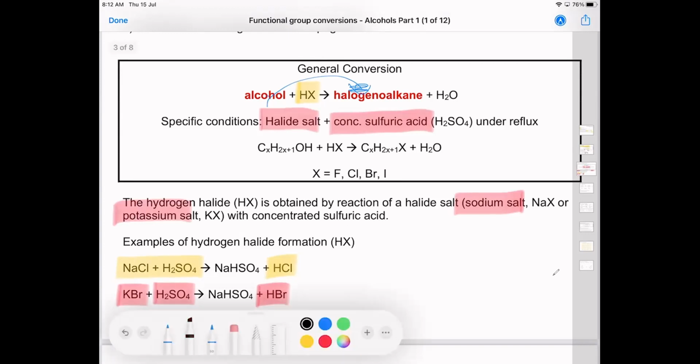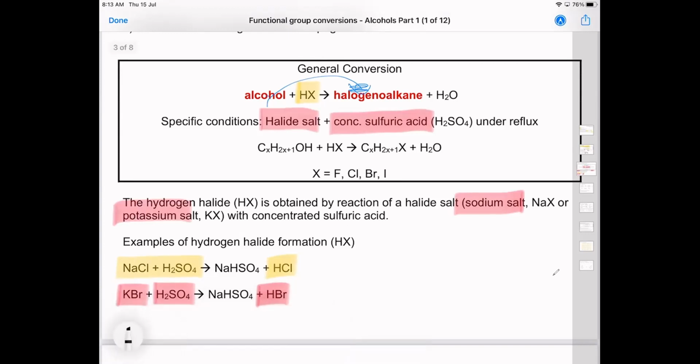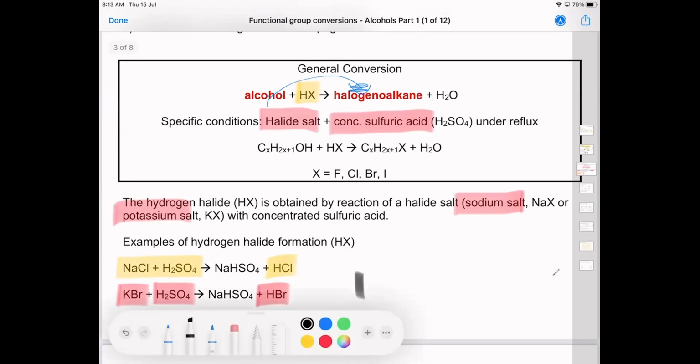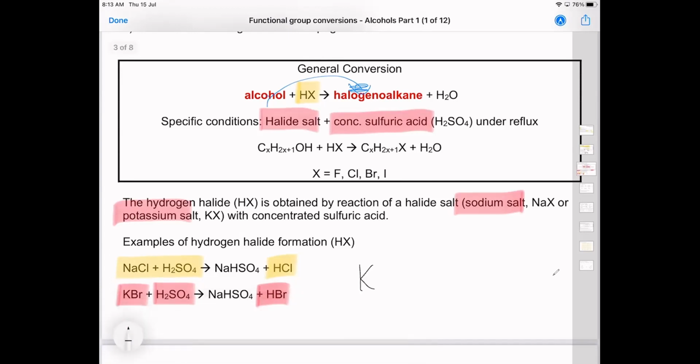So quickly, if you have a pen and paper, just quickly write this down. If I give you potassium iodide plus concentrated H2SO4, forget about this NaHSO4, that's not important. The question is which hydrogen halide would you form in that case? So just quickly think about it and give a thumbs up when you're done.